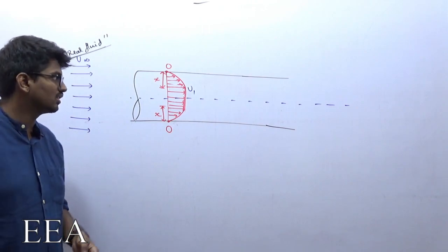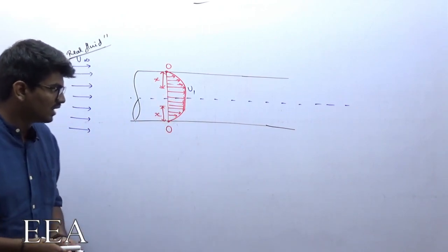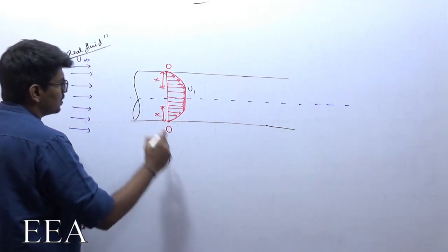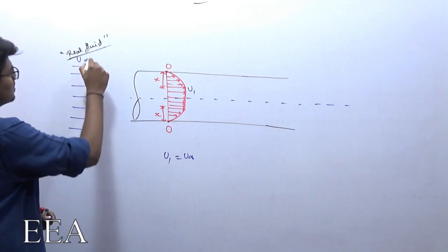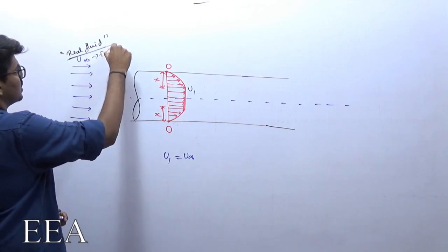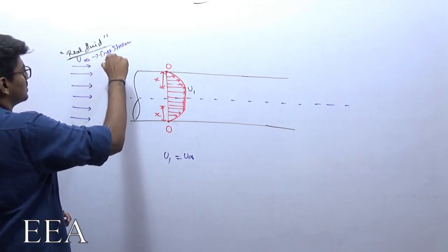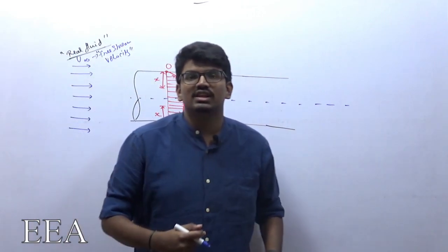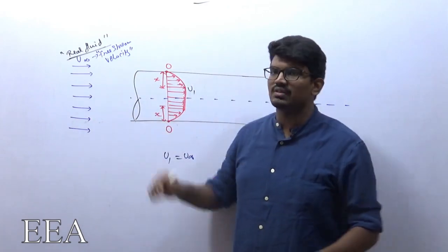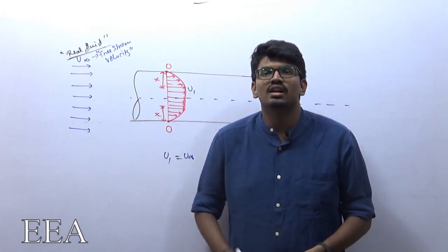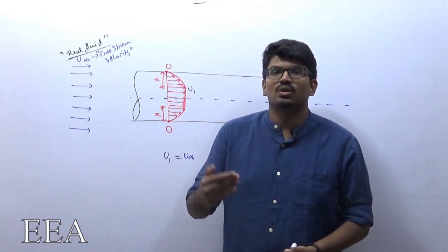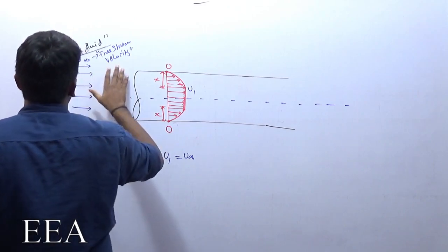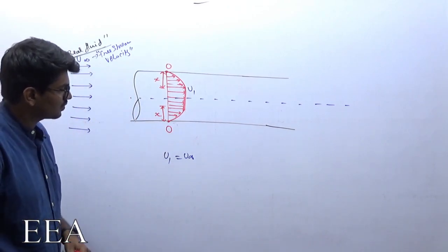So what is my question? Will this velocity u1 be equal to u infinity? u infinity is nothing but the free stream velocity. Free stream velocity means the velocity of the fluid before getting into contact with any solid. I guess I already said this when I was discussing the first chapter. So that is the free stream velocity, u infinity.